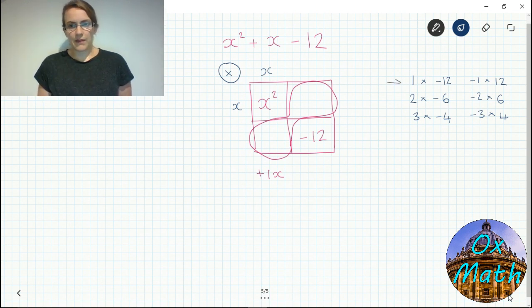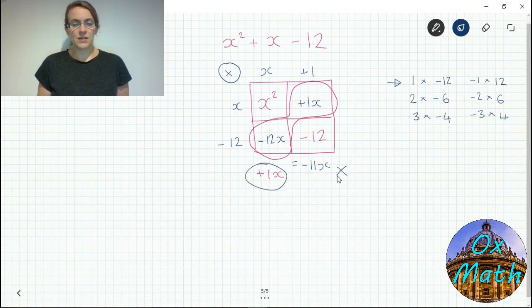So if we start with the top left one, the 1 and minus 12, try a plus 1 there and a minus 12 there. Now that minus 12 times plus 1 gives us our minus 12, so we're okay there. But the plus 1 times x would give us a plus 1x, and the minus 12 times x would give us a minus 12x. If we add those together, minus 12 add 1 is minus 11x. So that is not correct. We were looking for 1x and we have minus 11x's. So clearly plus 1 and minus 12 are not the correct numbers. So we need to try 2 other numbers.